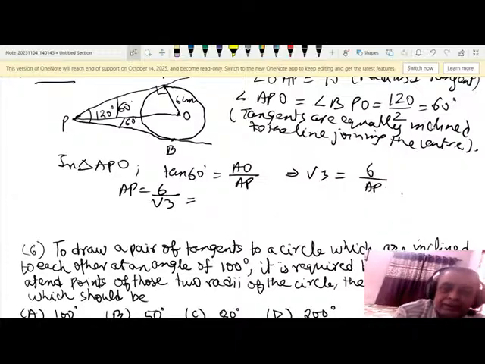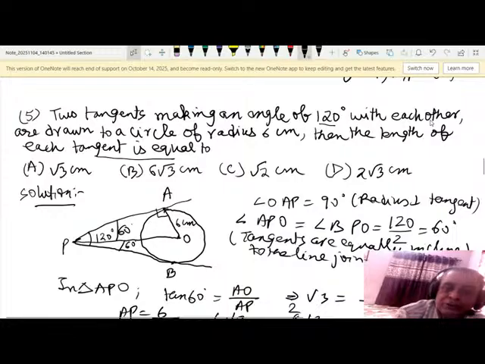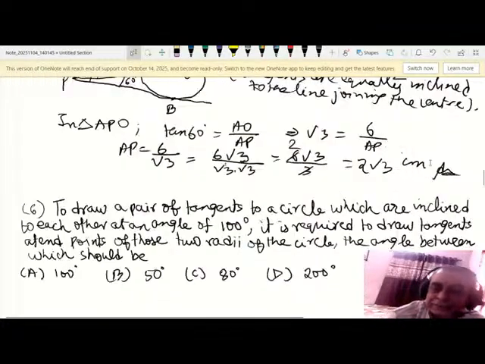So multiply the numerator and denominator with root 3. Okay, we are rationalizing the denominator. So this becomes 6 root 3 divided by 3. Divide 6 with 3. So this comes to 2 root 3 centimeter, which is the length of the tangent. So that is the answer. AP is 2 root 3. So the correct choice is D. So the answer is D.